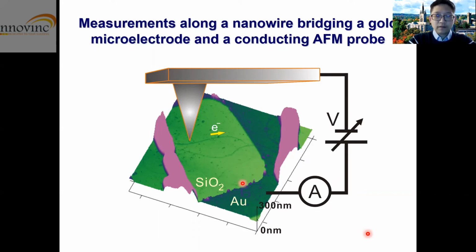So we choose another way to do this measurement. We do conductive AFM, and by moving the AFM probe along the length of the bacteria, we measure the IV current at different distances from the electrode, or measure the resistance of the bacterial nanowire at different lengths.